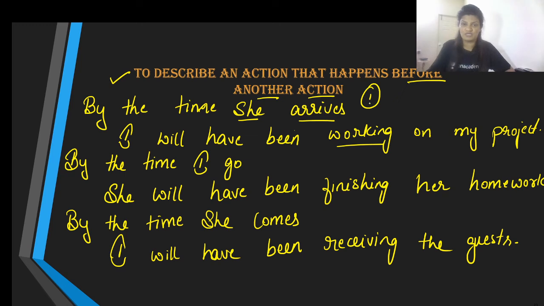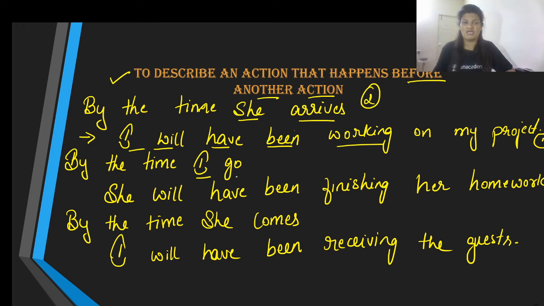So there are two actions. This is our action number 1, and this is our action number 2. She arrives is one action. I will have been working on my project, which happens before her arriving, is another action. So two actions are being mentioned over here. So we are using future perfect continuous to refer to an action that happens before another action.